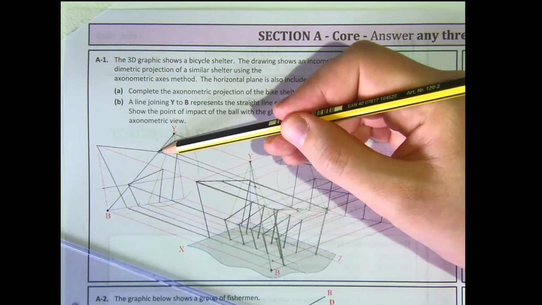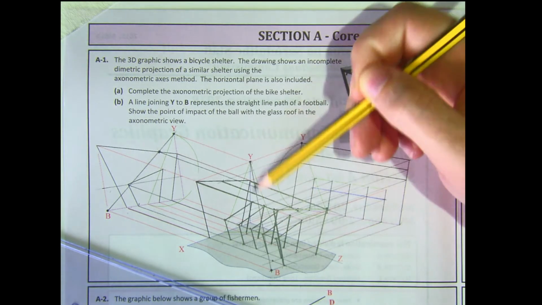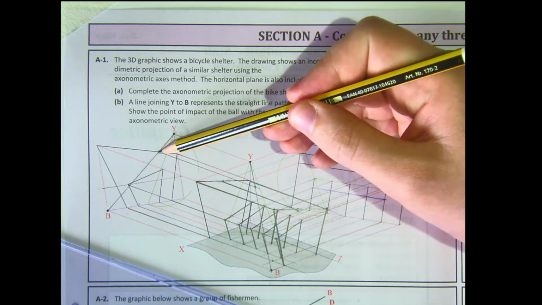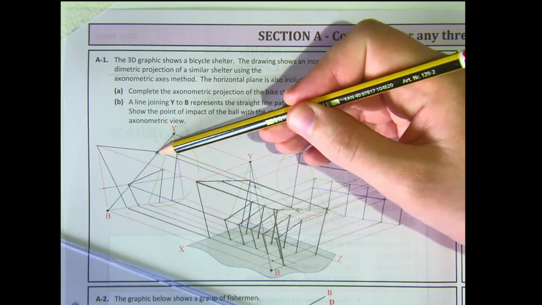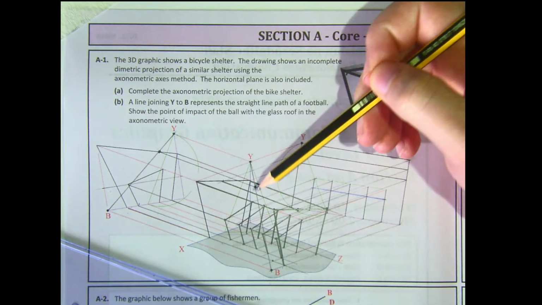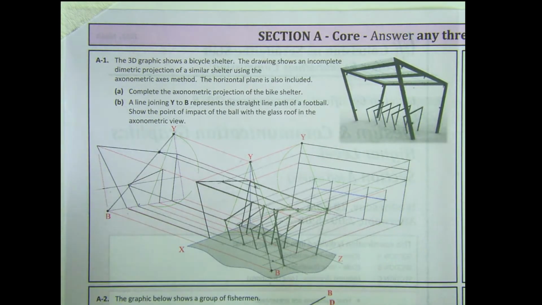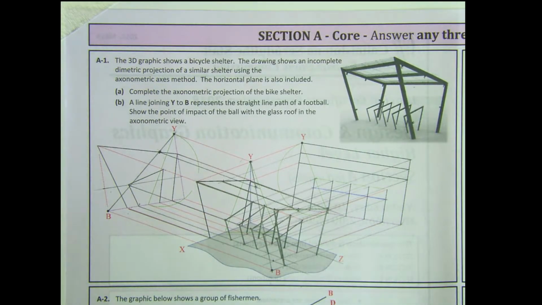Okay, so what we've done is we've joined Y to B in the end view. We can see where it hits the roof. Drawing the same line Y to B in the axonometric view, we need to project this point from the end view into the axonometric view where it intersects the line YB. They're the same line. That gives us the point of where the ball is going to strike the roof. And that completes the A1 question.